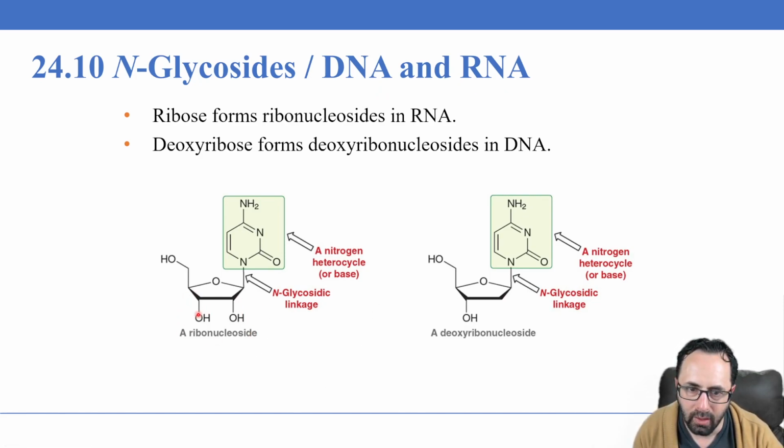So a ribonucleoside, like in RNA, ribonucleic acids, are going to have ribose with an N-glycosidic linkage to a nitrogen atom that is part of a nitrogen heterocycle, or these are what we call the bases in DNA. And so this is an N-glycoside connected at the 1st carbon. Now, DNA also has these glycosides. However, the carbohydrate here is slightly different from that in RNA.